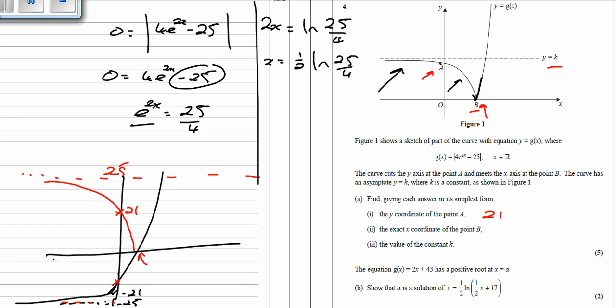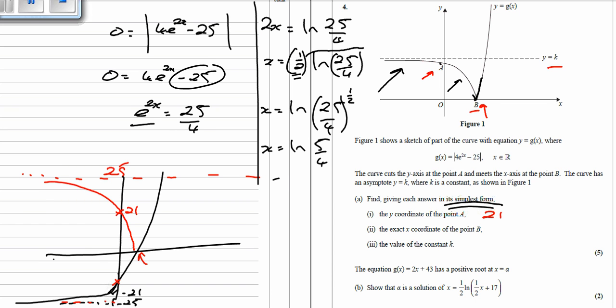And it says give each answer in its simplest form. That kind of looks simple, but the power of a half, so that half, we can actually use log laws and bring it up to here. We say that x equals log of 25 over 4 all to the power of a half. Now the power of a half just means square root. So we're going to do the square root at the top, square root of the bottom. So x equals log of 5 over 4. And there you go. And then the value of the constant k, that's the asymptote that we were talking about over here, which is 25. So job done. 5 marks for that.